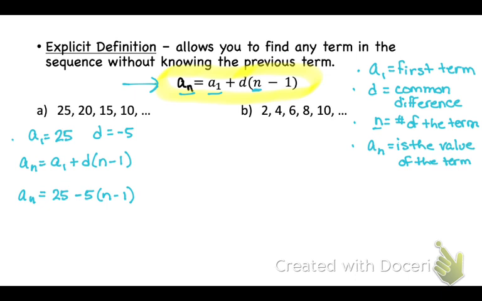Okay? Sometimes the book allows you to leave it like this. IXL will never allow you to leave it like this, and neither will I. What should I do at this point? We're not solving. What did you say, Colton? Distribute my -5.